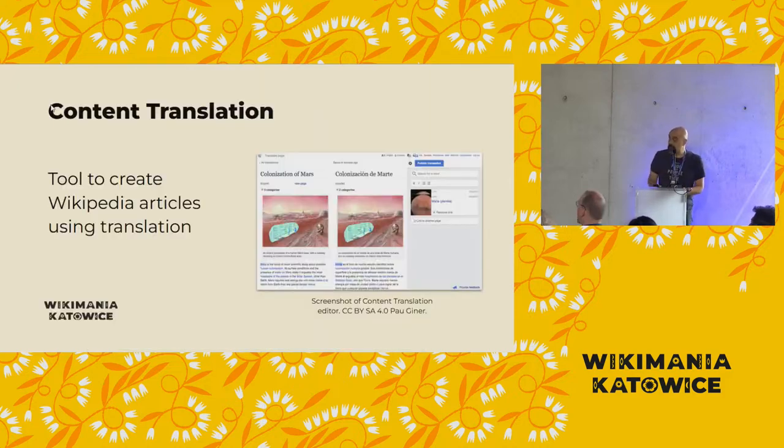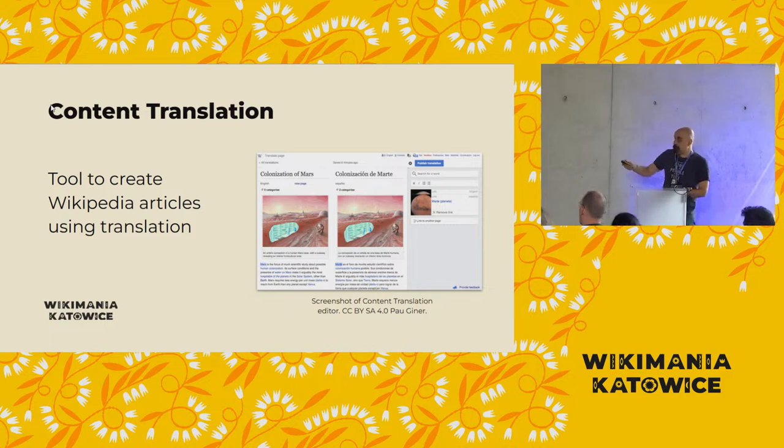Now let's speak about content translation. Content translation is for translating Wikipedia articles. Until now we were speaking about translating all kinds of other stuff that is not Wikipedia articles. Content translation is for Wikipedia articles. This has been deployed since 2015.